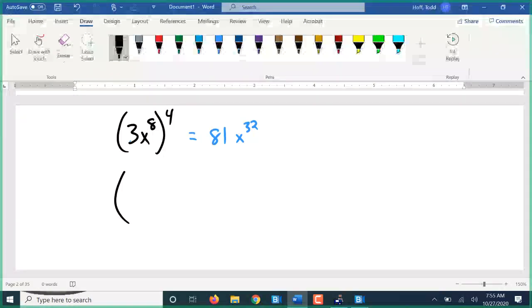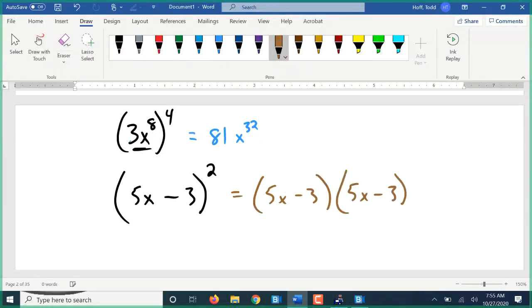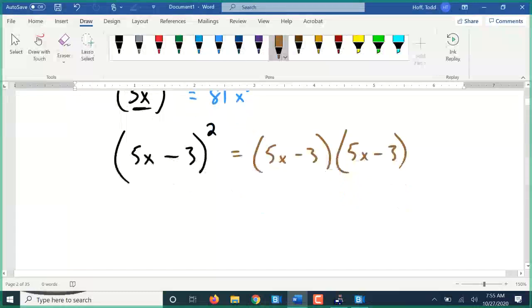Well, what if we have more than a single digit? I mean, this is just one digit, one count, and its names. What if we have more than a single digit? Something like 5x minus 3 squared. Well, that is simply 5x minus 3 times 5x minus 3. And then we multiply it out.